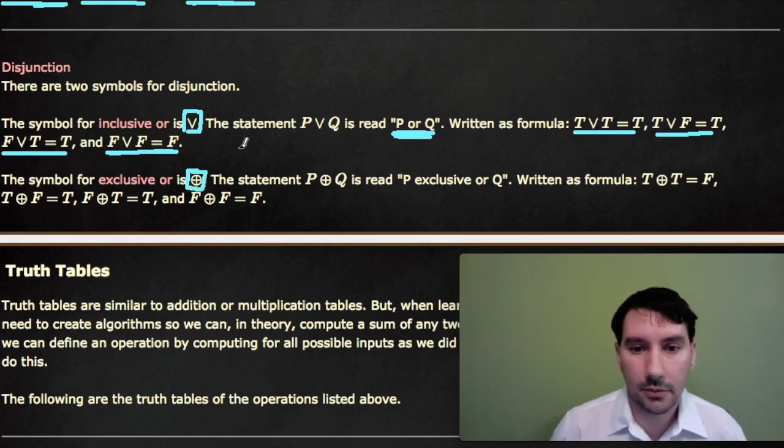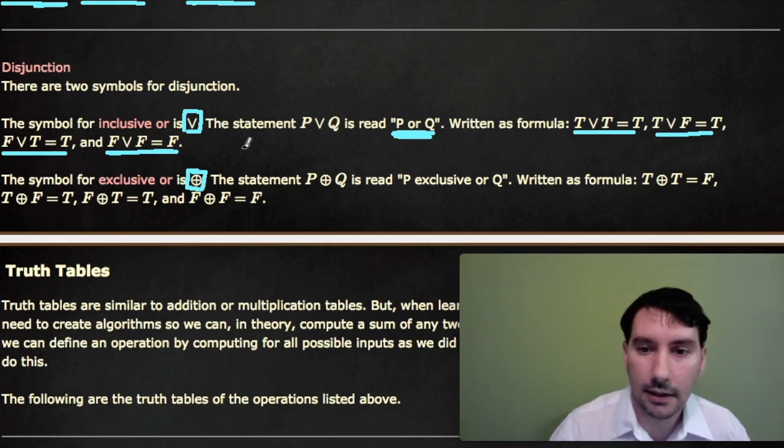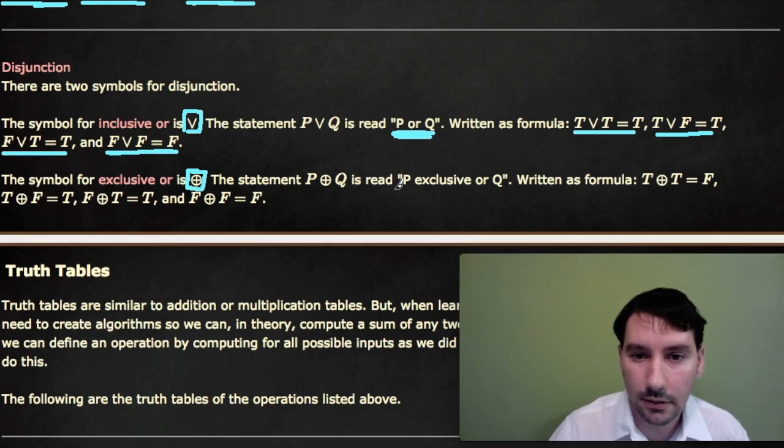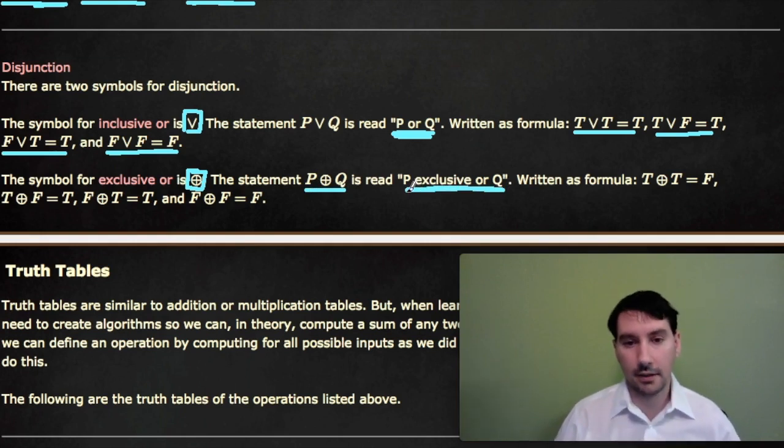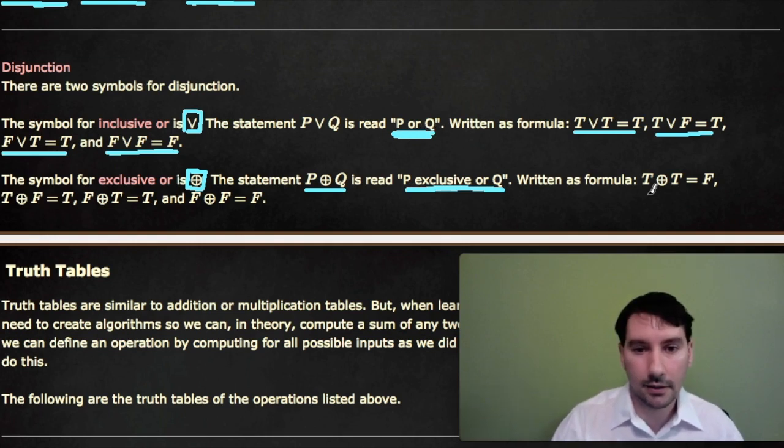There's a good reason it looks like a plus sign, which we'll probably get onto later. But for now, let's just look at what this means. So P exclusive or Q is read with an exclusive or, so we have to make it completely apparent that this means exclusive or. If we leave off exclusive, it means inclusive. And exclusive or means one or the other, but not both.